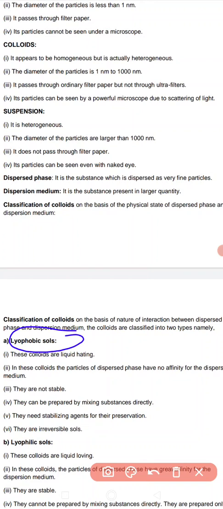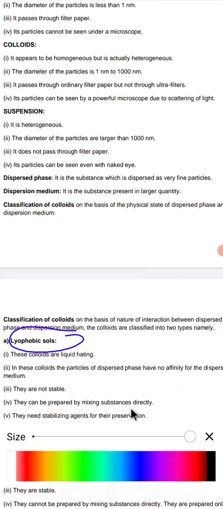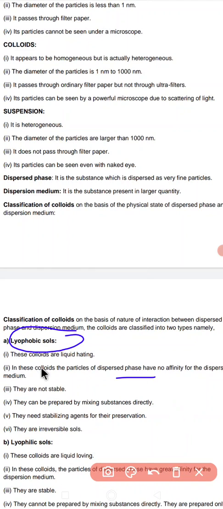In this colloid, the particles of the dispersed phase have no affinity for the dispersion medium. That is actually the case of a lyophobic colloid. Also, they are not very stable. That is another important characteristic.